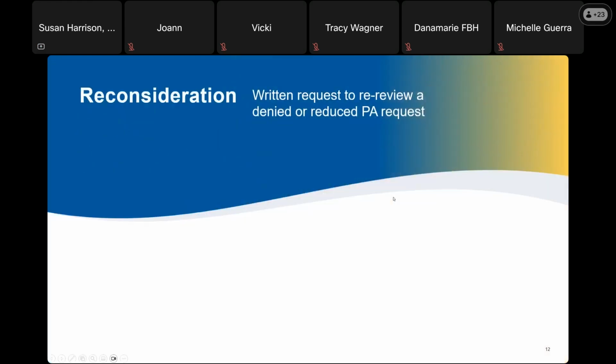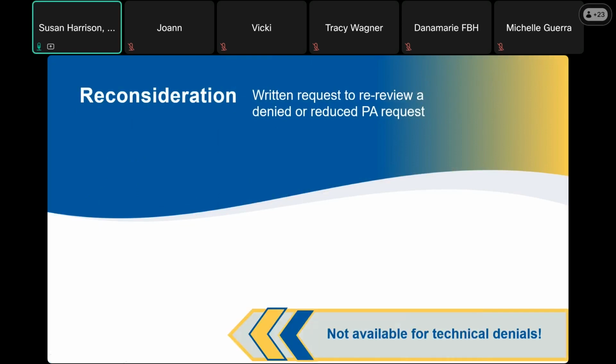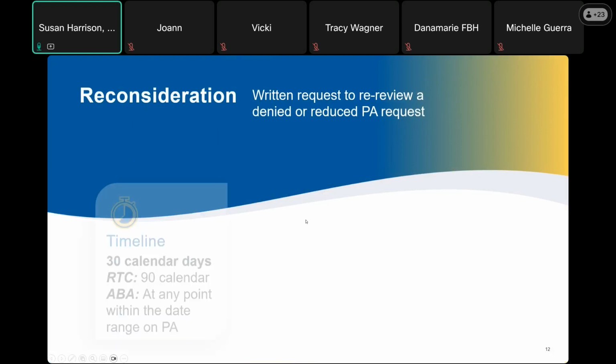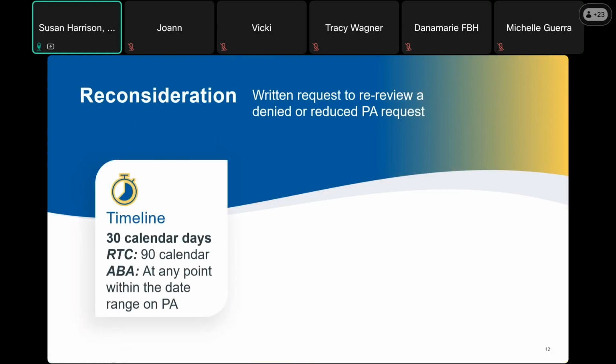All right, so reconsideration is a written request to re-review a denied or reduced PA request. We do have a specific form for that. It's your FA29B form. If you're doing a reconsideration request, those are to be uploaded through the portal using the file exchange. Those instructions are at the top of the FA29B form. They, again, are not available for technical denials. Then the timeline to do a reconsideration request is 30 calendar days once you receive that adverse determination notice.